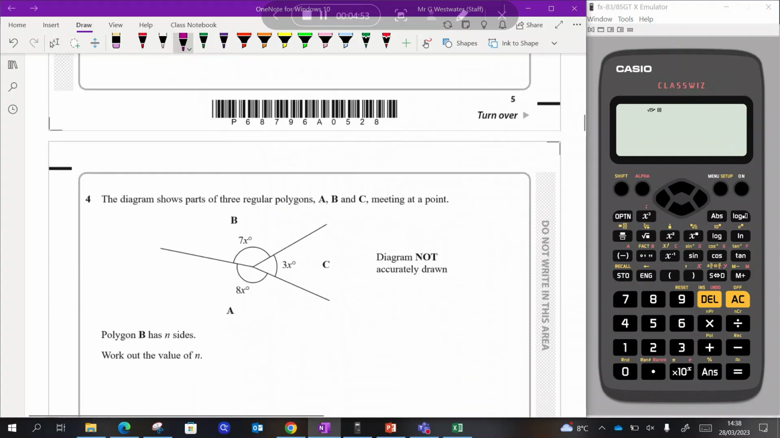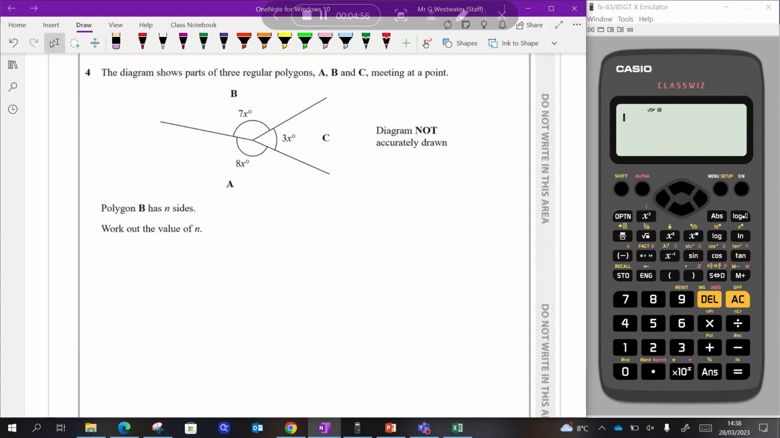on to question 4. The diagram shows parts of 3 regular polygons meeting at a point. Polygon B, this one over here, has n sides. Okay, work out the value of n. So the first thing I'm going to do is work out x. There are 360 degrees around a point, so 7x add 3x add 8x must equal 360. Or 18x must equal 360, and divide both sides by 18, x is going to equal 20, which means 7x is going to be 140.